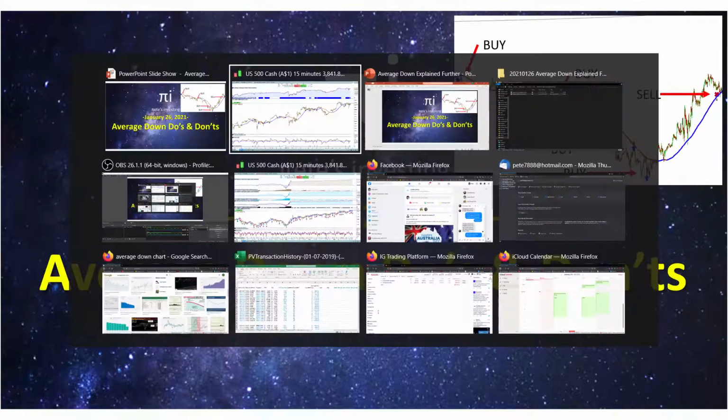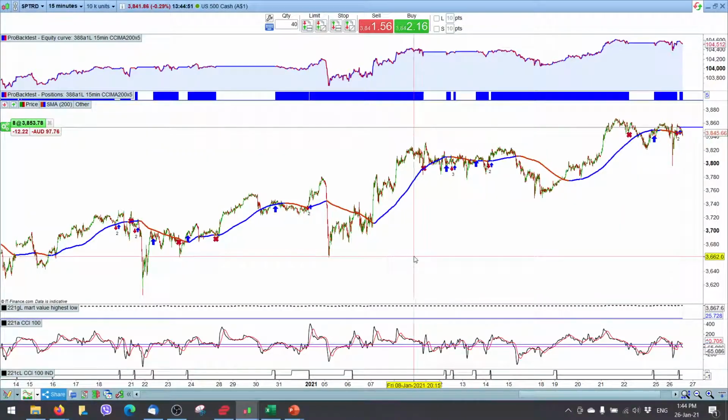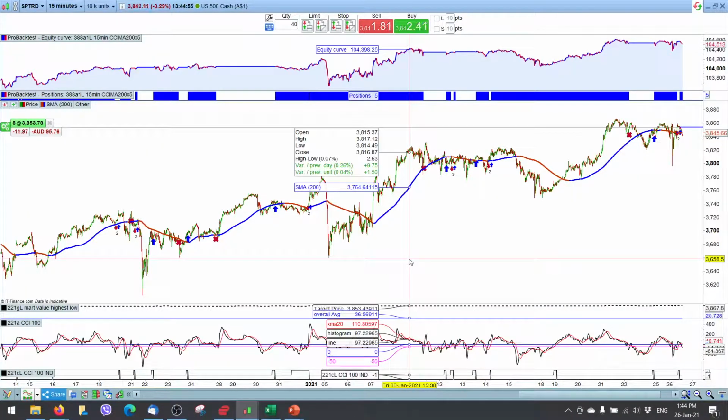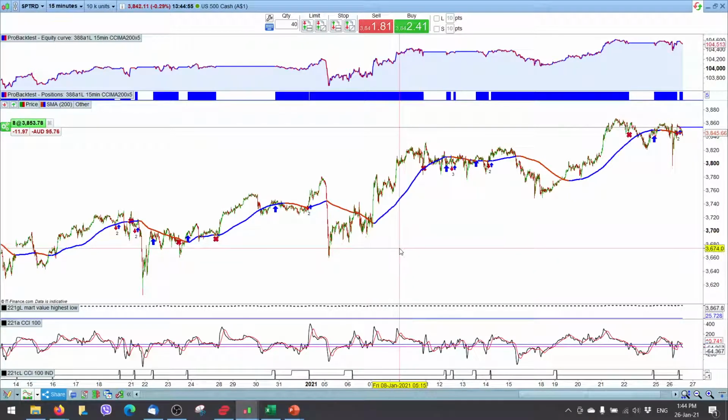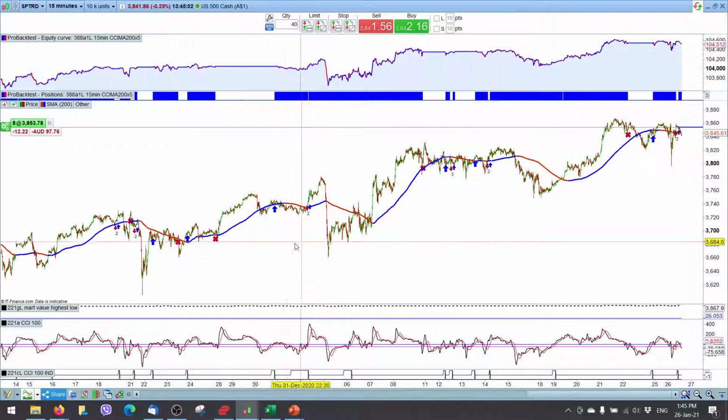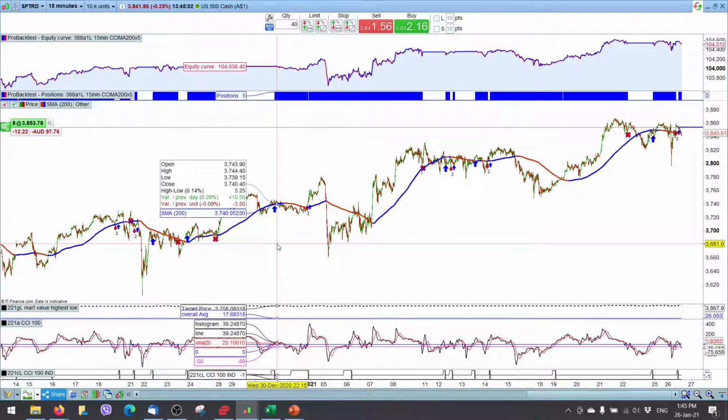So what we're going to be looking at the moment, just to do a quick recap of the simple trading strategy we introduced recently to our viewers. If you want to see more of the details of that, look in the links below to look up the simple trading strategy and the average down technique. But today we're going to talk about the average down technique, the pros and cons, and the do's and don'ts.